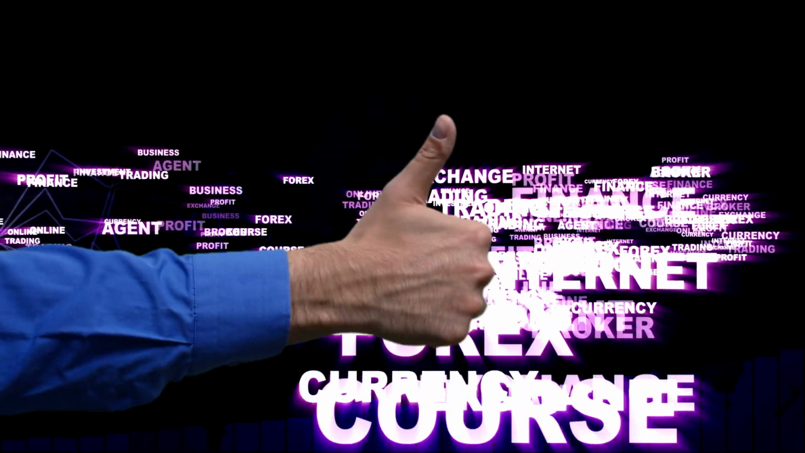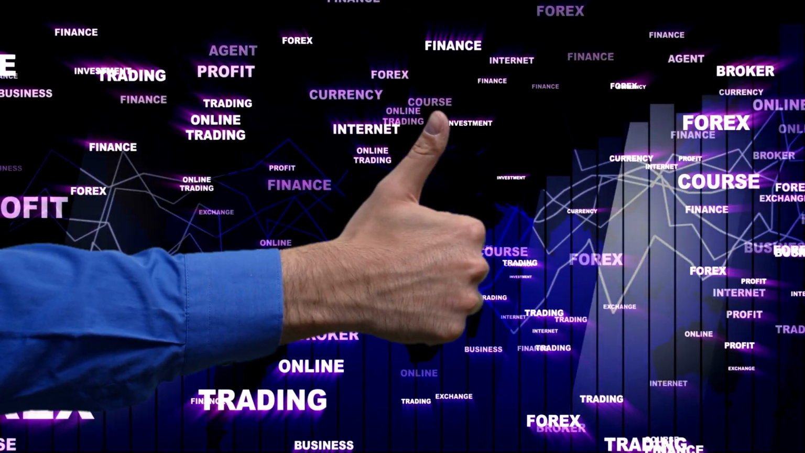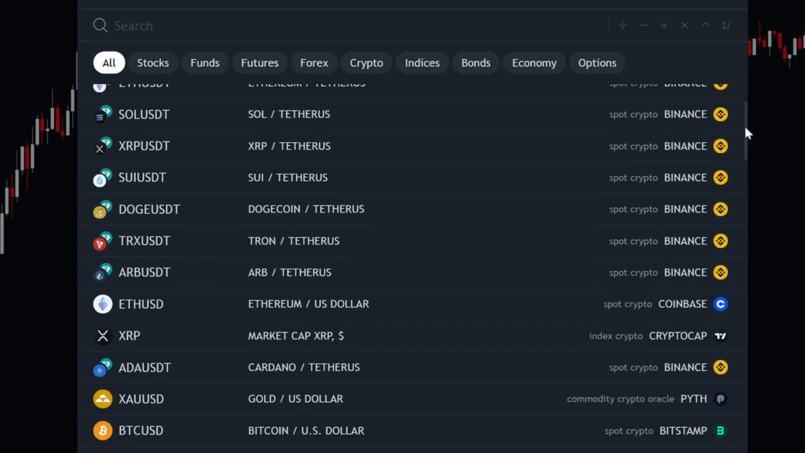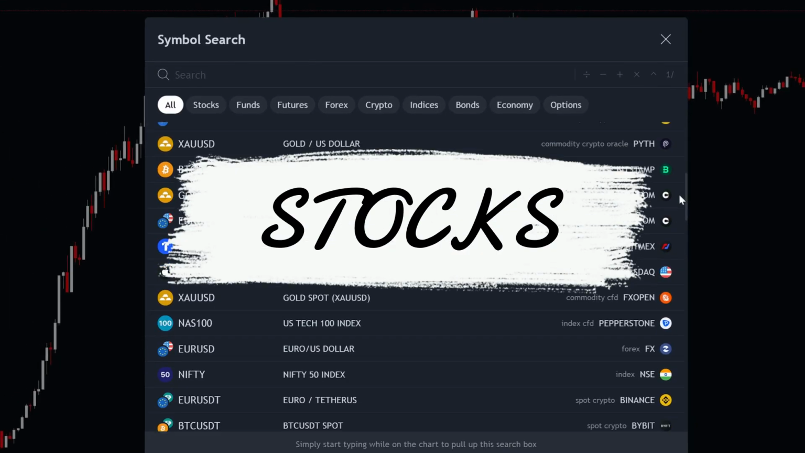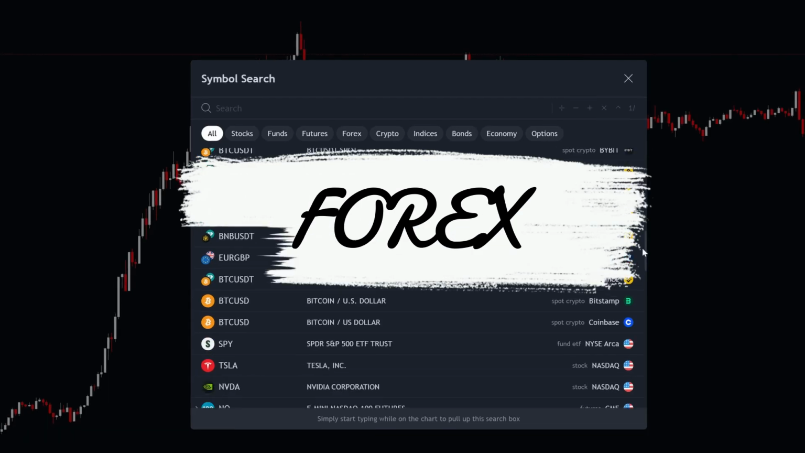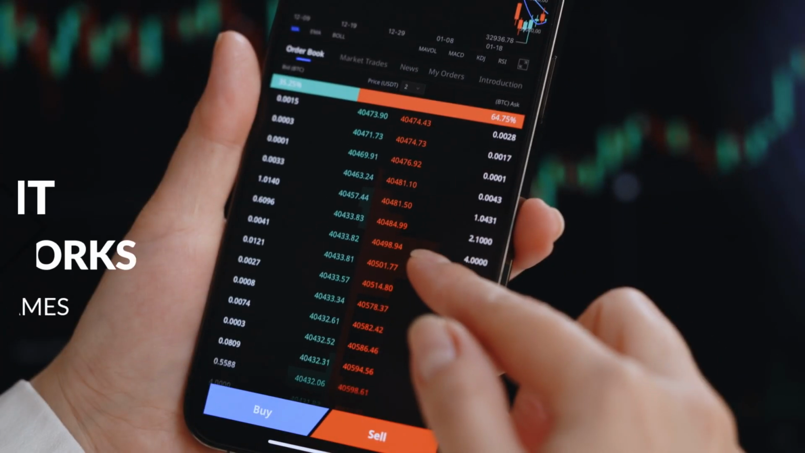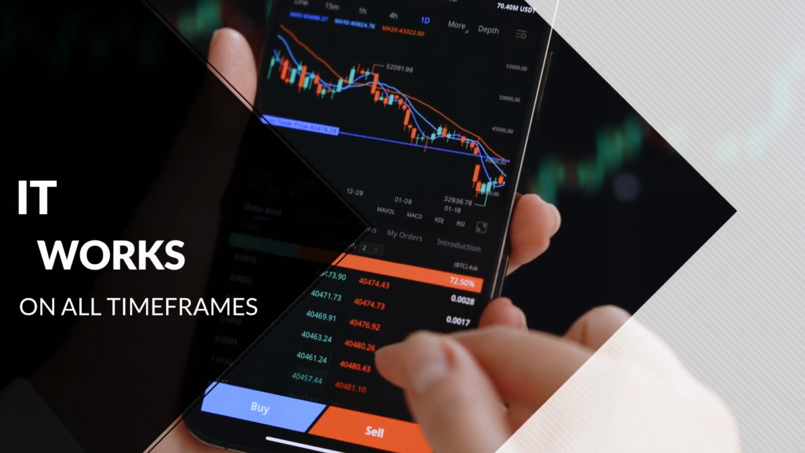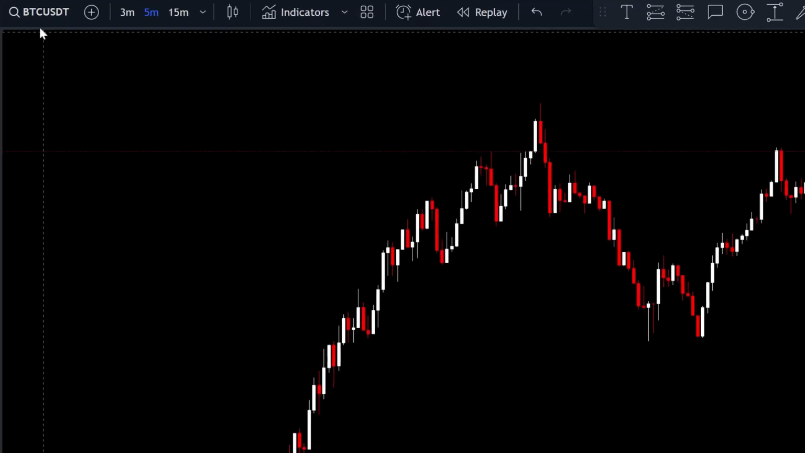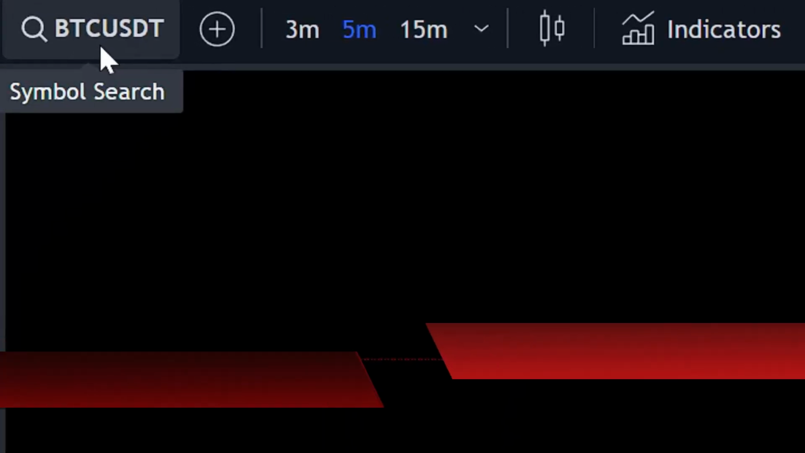So, the cool thing about this strategy is how flexible it is. You can literally use it on anything. Stock, crypto, forex, commodities, you name it. And it doesn't matter if you're into quick scalp or longer time frame swings. It works across all time frames. For this example though, we're going to be looking at a Bitcoin 5-minute chart.